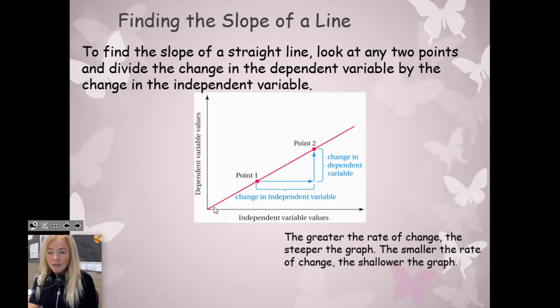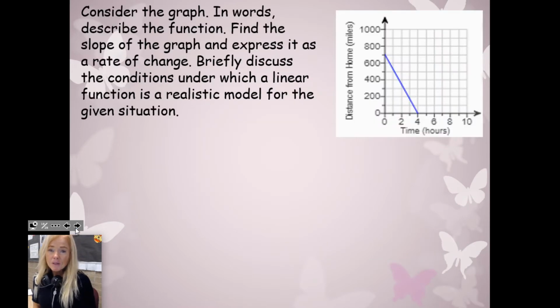So a shallow line, if you follow my arrow, would not go so far up as time changes. As time is getting greater, you would have a change of maybe 1/2, because you would go up 1 for every horizontal change of 2. So 1/2, where this would be 1. 1 is greater than 1/2, and therefore the graph is steeper for a line with a slope of 1 versus 1/2. Okay, so if you look at this graph, this is our first example. Describe the function, find the slope of the graph, and express it as a rate of change.